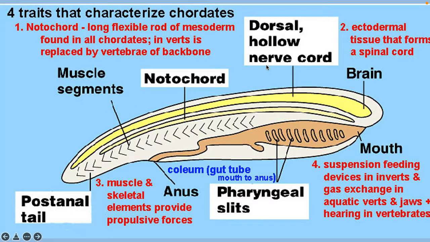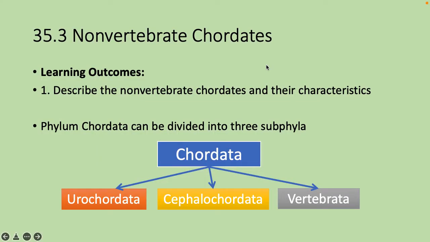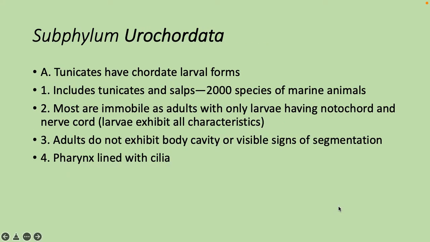So there are some non-vertebrate chordates out there. So chordata is broken up into three kind of subphyla: Urochordata, Cephalochordata, and then the vertebrates or vertebrata. So the Urochordata is made up of something called tunicates, and salps. Marine species, immobile as adults. Their larvae is where they pretty much find all the characteristics, but then as they reach adult stage, they lose some of them, the notochord and the nerve cord.